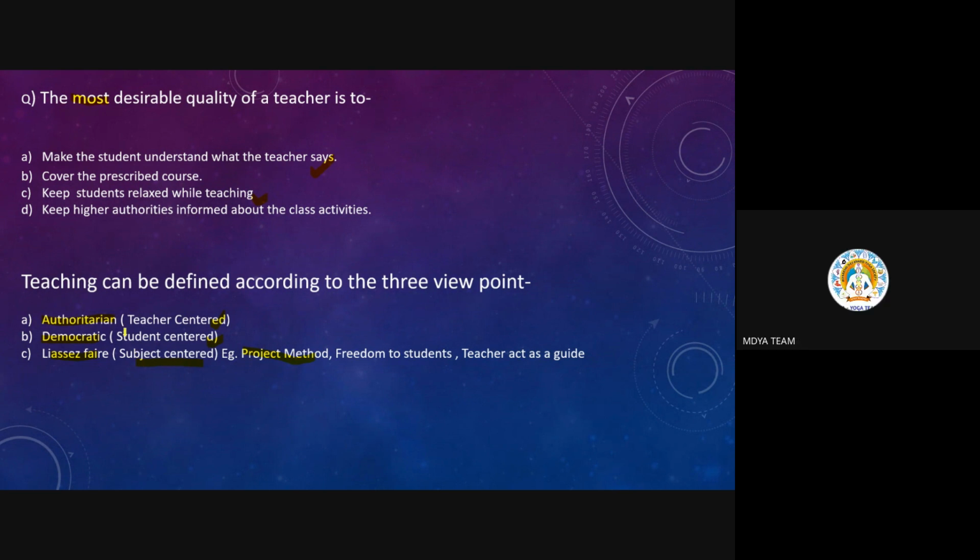No, ma'am. Authoritarian, democratic, laissez-faire. Ma'am, what could be the answer? This is not a question. The teaching can be defined according to three viewpoints: first, second, third. Okay? Clear? It looked like a question, ma'am, initially. No, this is not a question. This is just a fact. Okay, got it, ma'am.